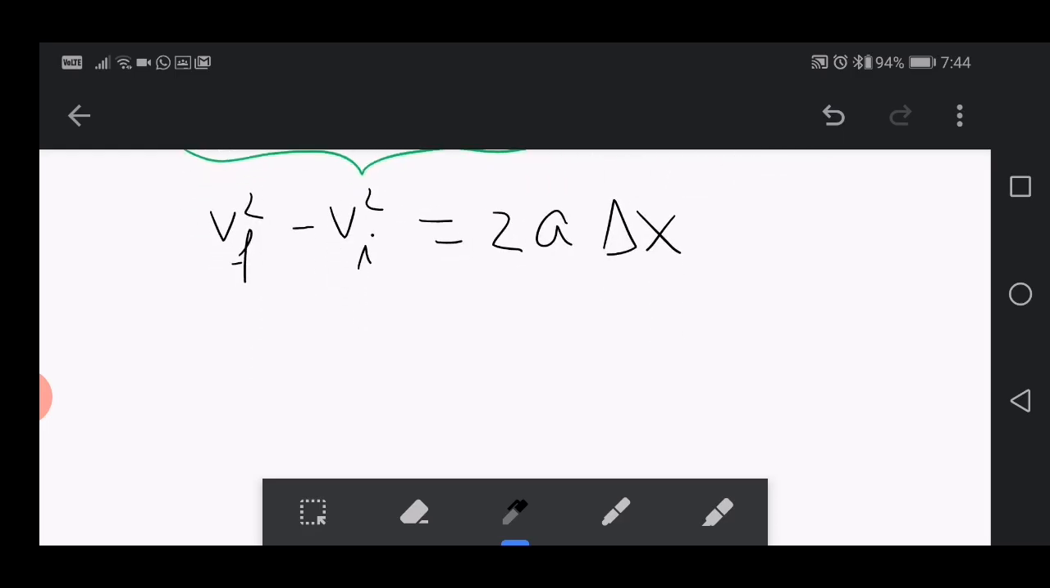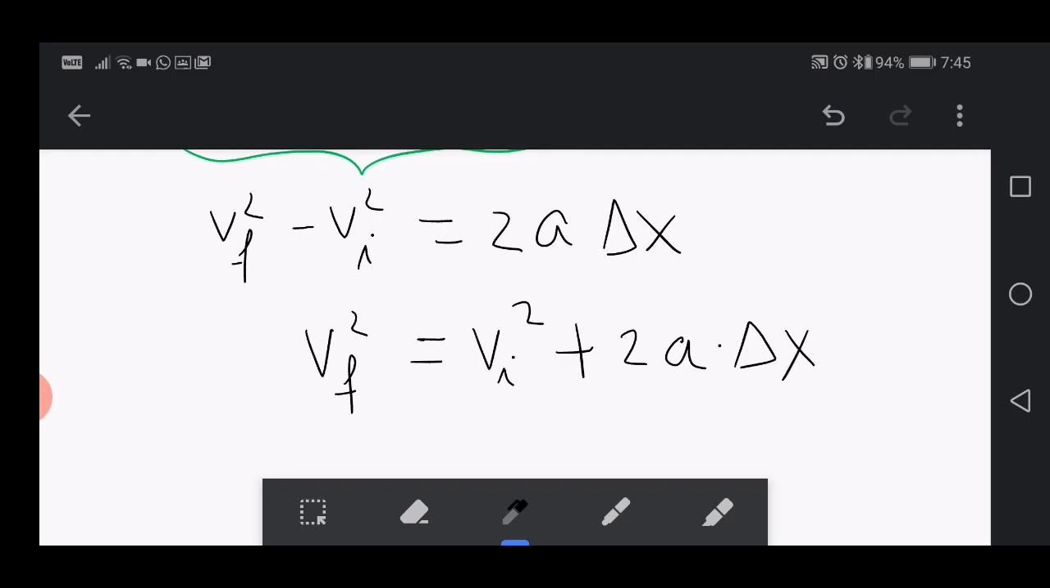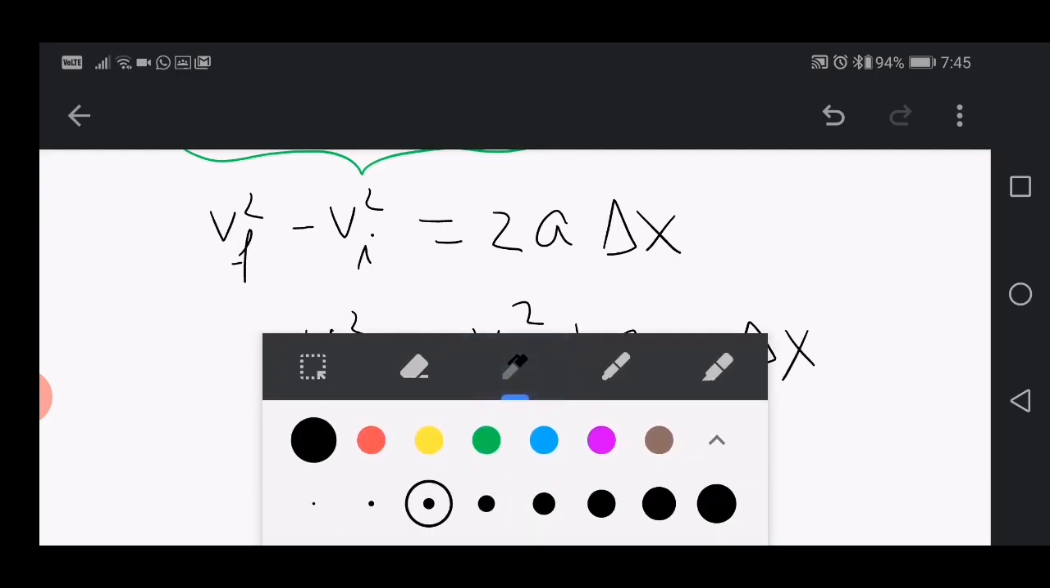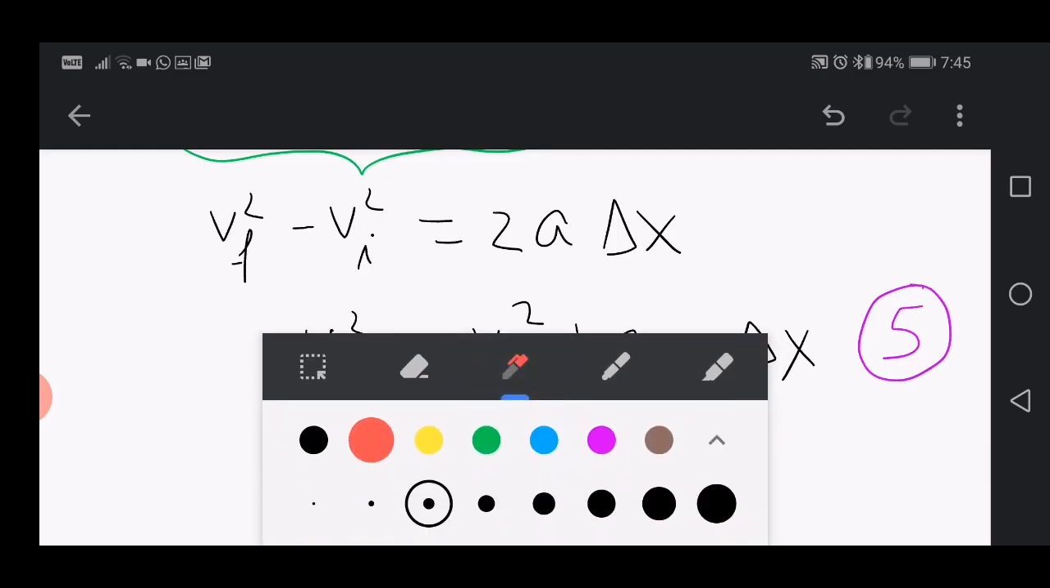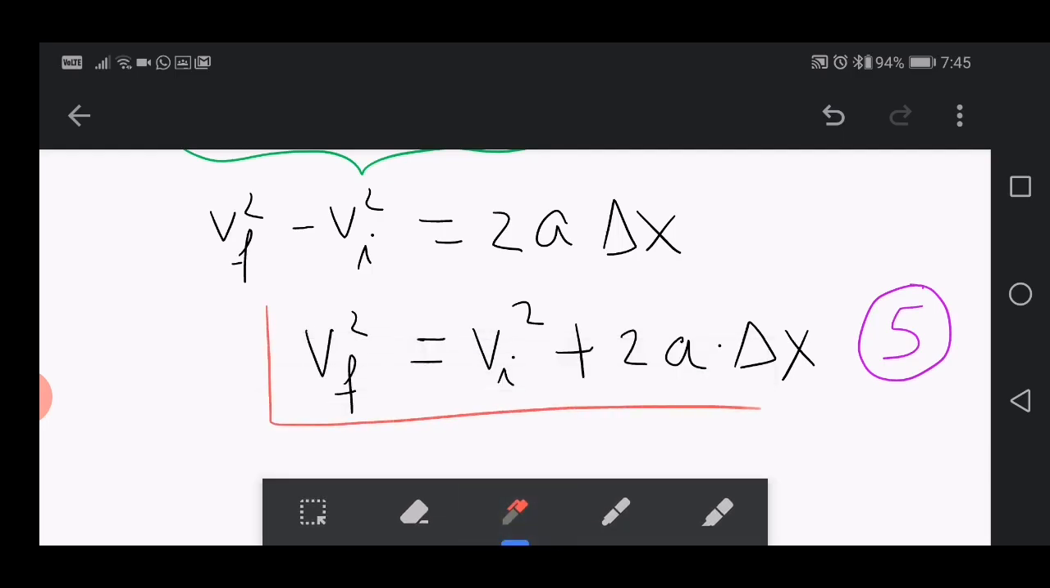In literature, usually you find the final velocity alone and the initial velocity on the other side. And sometimes you express this as a difference between final and initial position, but I would rather have it like that. And so this can be numbered as equation number 5. That is the last one of them, and it deserves a little red rectangle. So that is the last equation that we want to discover.